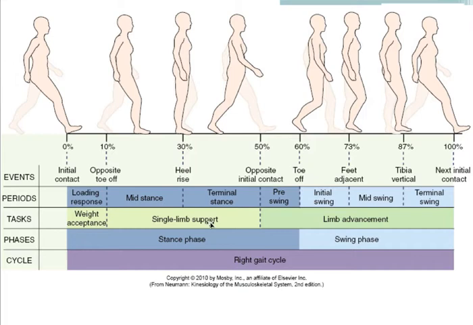And then from 10 to 50% of stance, that's when you're really in single limb support. So that means that the other foot is in swing phase, and your only support is that one limb, right? And then from 50% to 100% is called limb advancement. So notice that limb advancement mostly occurs in the swing phase, but the last 10% of the stance phase is also part of limb advancement.